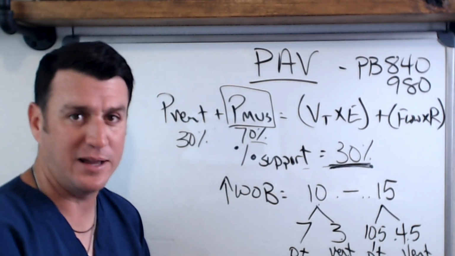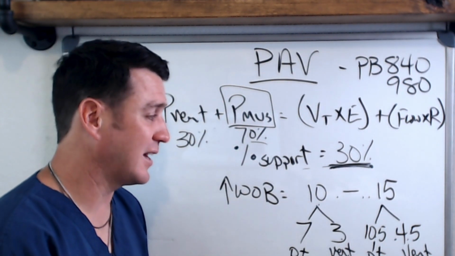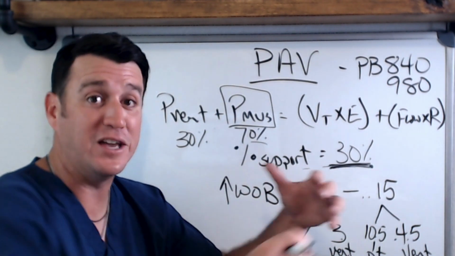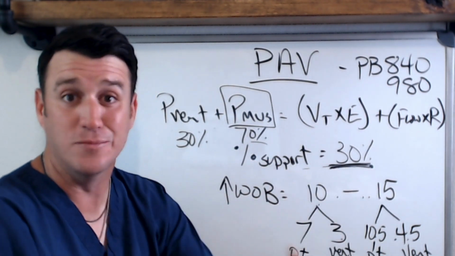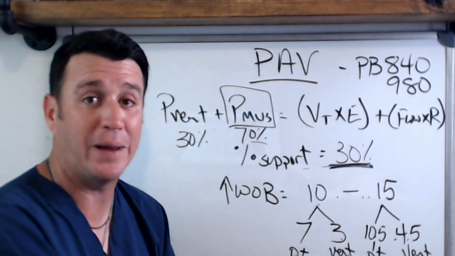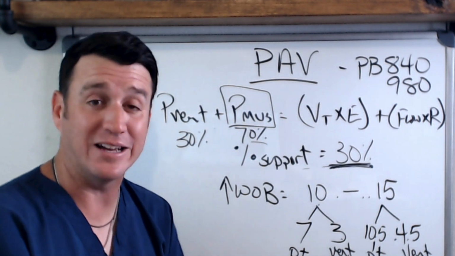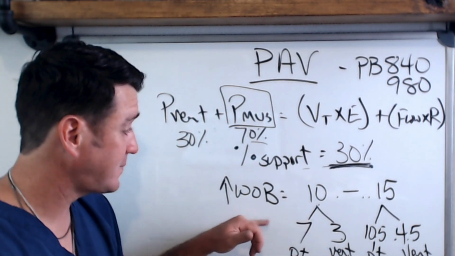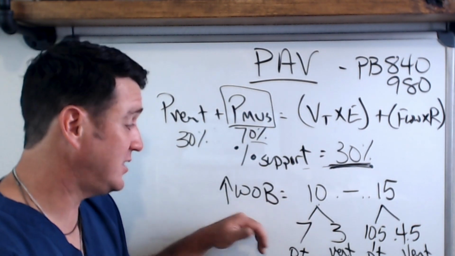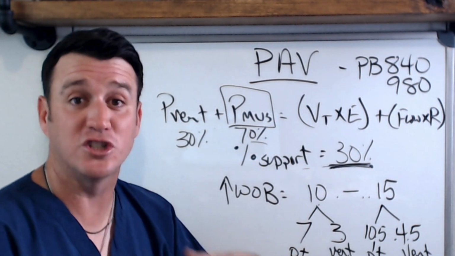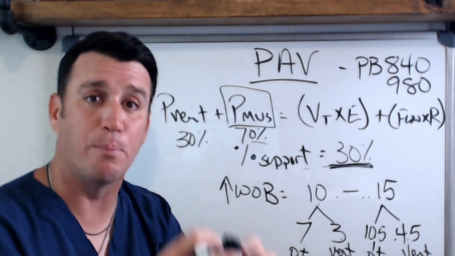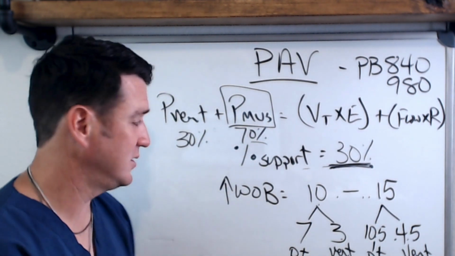Okay? So I just want to make that clear before you think like, oh, if the work of breathing goes up, then the vent does more. No, it does do more, but proportionally to the patient also doing more. And vice versa. If the work of breathing goes down, then the patient's work of breathing will go down, but also the support from the vent will decrease proportionally to what the patient is doing.